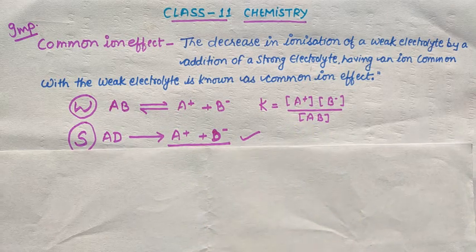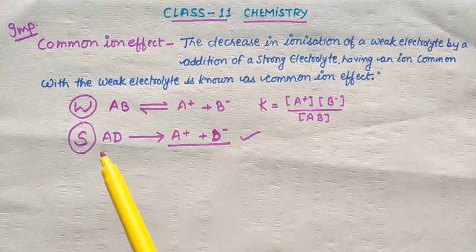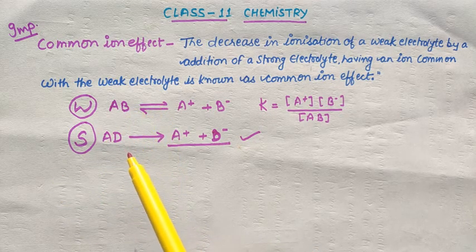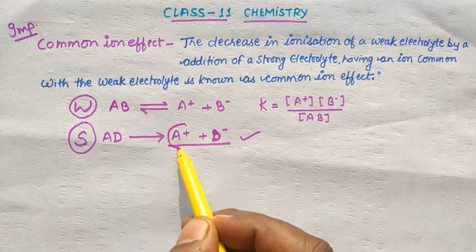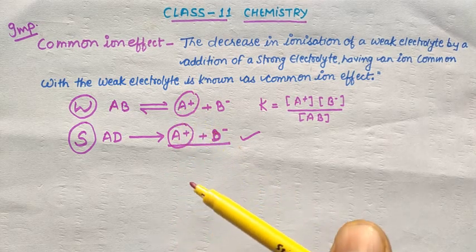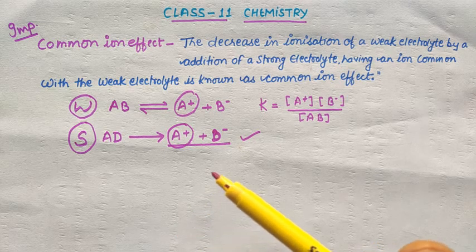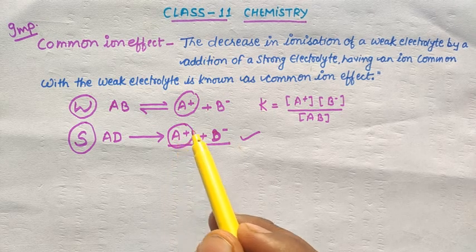And similarly, suppose you are going to add any strong electrolyte to this weak electrolyte, and you are going to add the strong electrolyte AD. This strong electrolyte will totally ionize, so it will give A plus and D minus. So on adding the AD, the A plus concentration, you look here, A plus was already in the solution from the weak electrolyte but in a less amount, but after adding the strong electrolyte, the concentration of A plus in solution will increase.